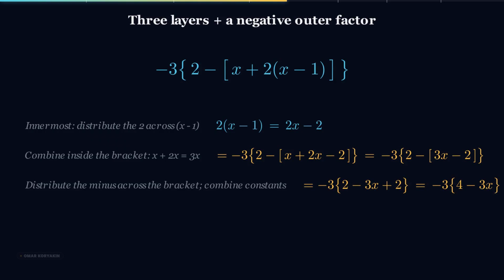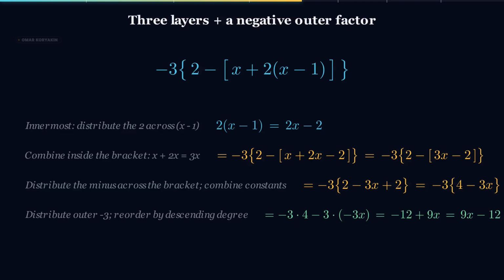Step 3. Distribute the minus sign across the bracket. The minus in front of the bracket flips the sign of every term inside, so minus the bracket containing 3x minus 2 becomes minus 3x plus 2. Then combine the constants 2 plus 2 equals 4. The brace now contains the simpler expression 4 minus 3x. The minus distribution at this layer is exactly the kind of sign flip step where students lose points. Doing it carefully here pays off.